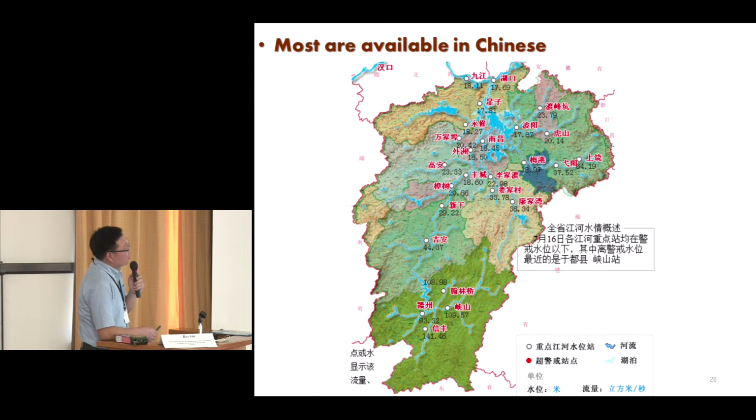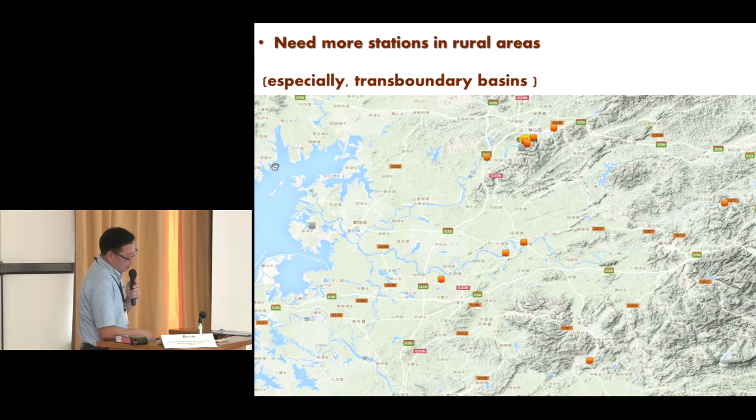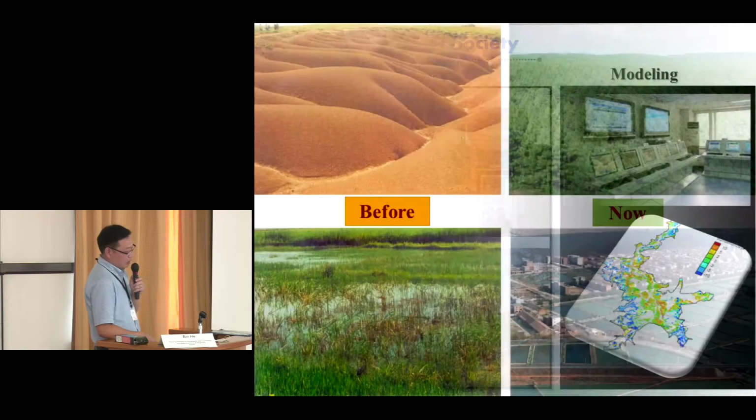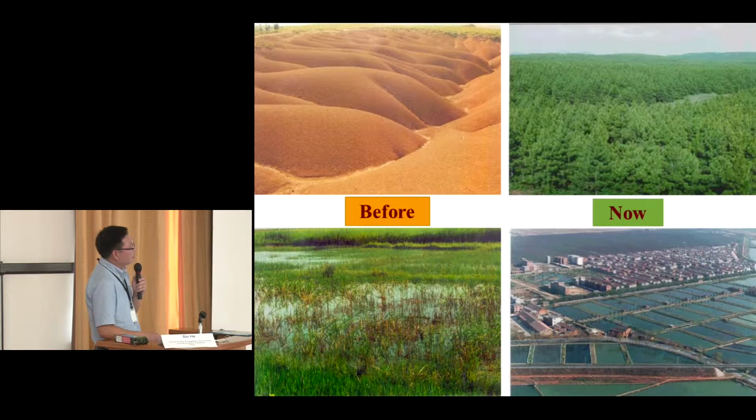Another problem is that most of the data and also the website are only available in Chinese, so not so international. This is also a shortcoming. We have many monitoring sites, but still very local. And for the rural area, we also need some more monitoring stations. Sorry, the time is short, so I've just shown how to get the result from monitoring and models to society.